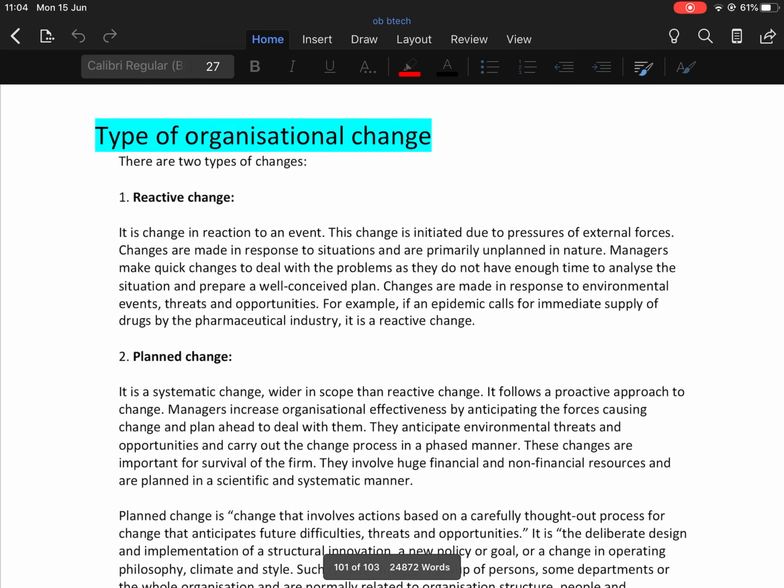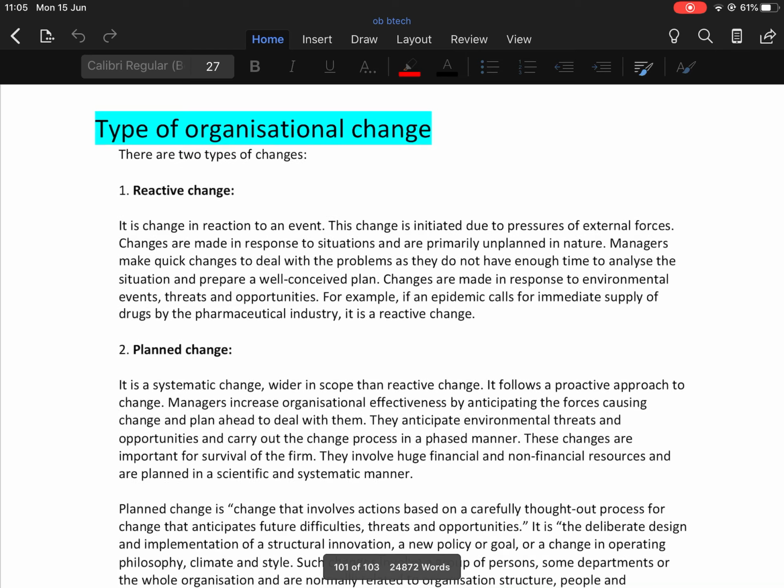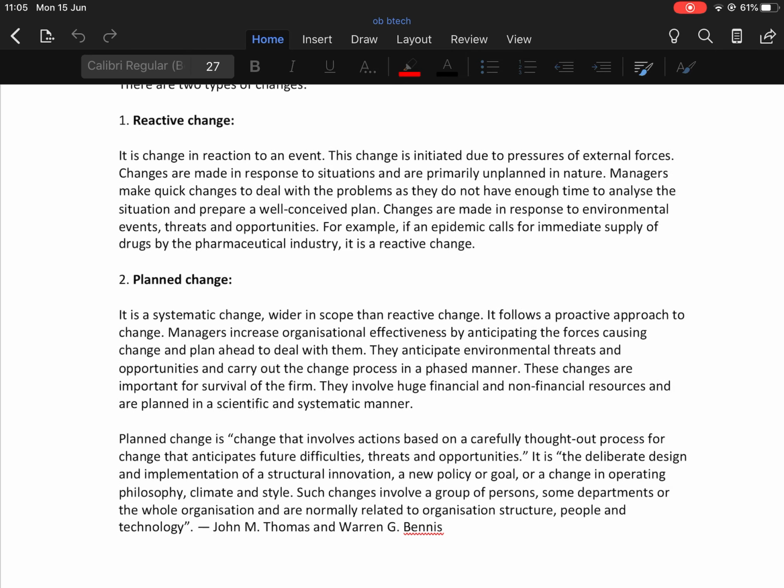Now types of organizational change. There are two types of organizational change. The first one is reactive change. It is a change in reaction to an event. This change is initiated due to pressure of external forces. Changes are made in response to situations and are primarily unplanned in nature.